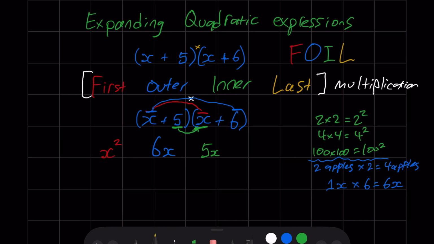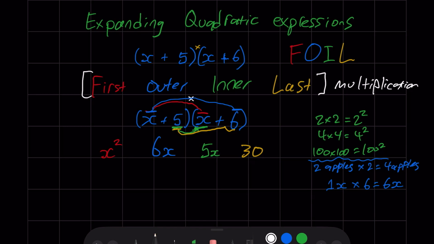Our last one, we take the last term in our first bracket and we multiply it with the last term in our last bracket. So the last term in our first bracket is 5. We multiply that with the last term in our second bracket, which is 6. 5 times 6 is 30. So here are our 4 terms, x squared, 6x, 5x, and 30.